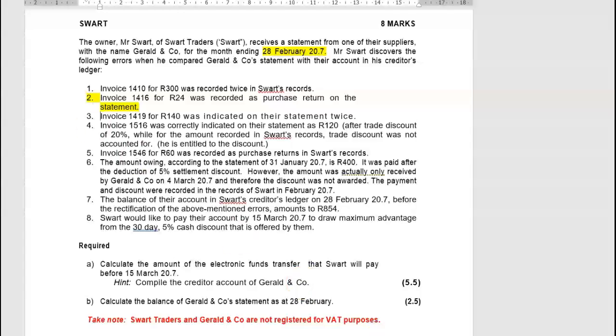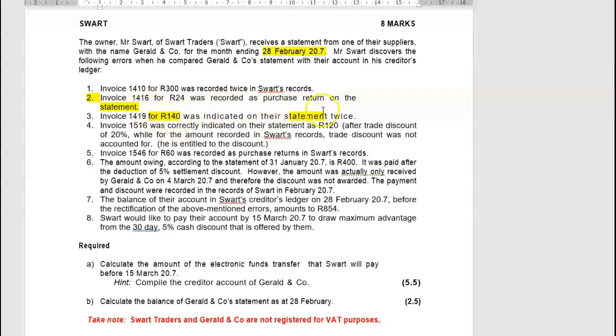Right, the next one. Invoice 1419 for 140 Rand was indicated on the statement twice. Now again, who made the mistake? I didn't make a mistake. My account balance is correct. The mistake was again made by Swart Eng, and it came out on the statement. So I cannot pass any entries in my books, but this is a difference that I've spotted, and I must now declare that difference in the reconciliation, so that the ledger balance and the statement balance are actually on the same footing.